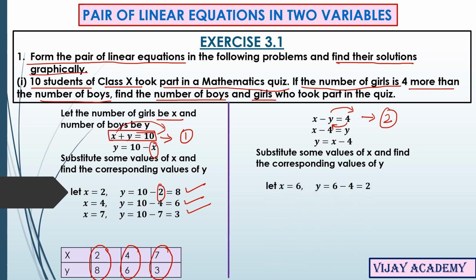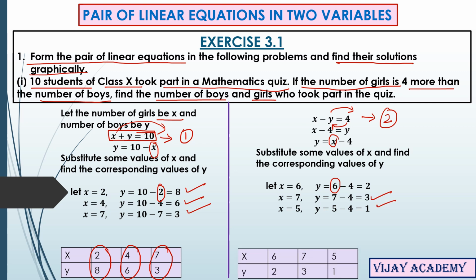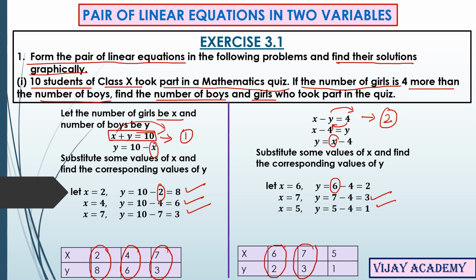So first let me take x as 6. So replace x by 6. So we get 6 minus 4, which is 2. So we get y as 2 by taking x as 6. And take x as 7. We get 7 minus 4, that is 3. And take x as 5. We get y as 1. And tabulate these values. We get the three solutions: 6 comma 2, 7 comma 3 and 5 comma 1.